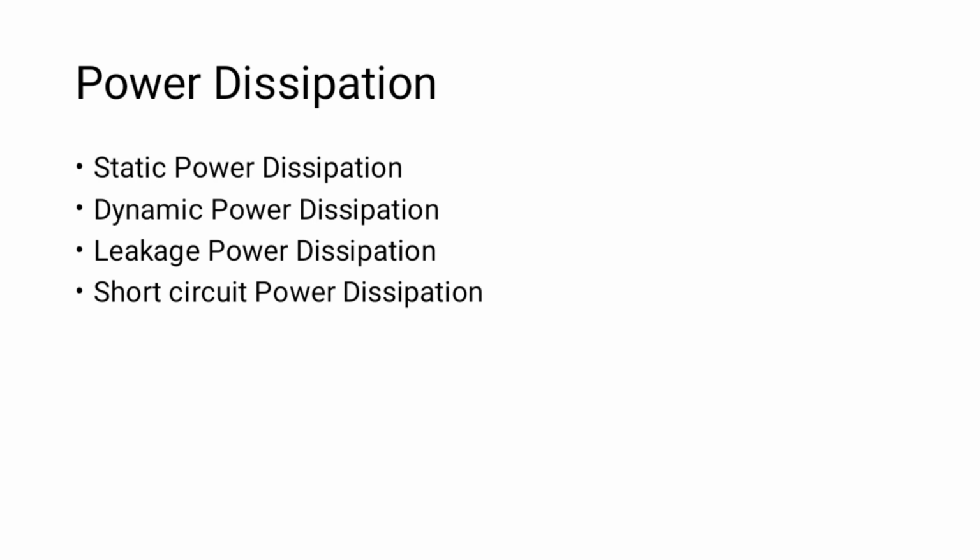Then what are the power dissipations there? You have four major power dissipations: static power dissipation, dynamic power, leakage power, and short circuit power. This will happen at each and every stage of the circuit. Static power is dissipated when the device is on, but not in operation. So at that time there will be some power dissipation. When the transition happens, when 0 to 1 switching happens, at that time it dissipates power, that is dynamic power.